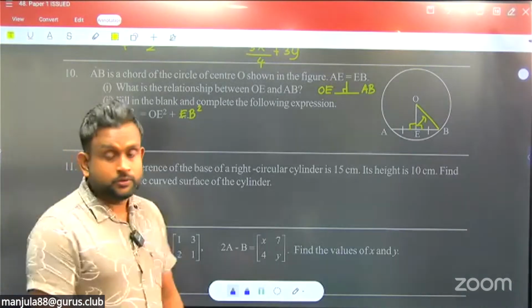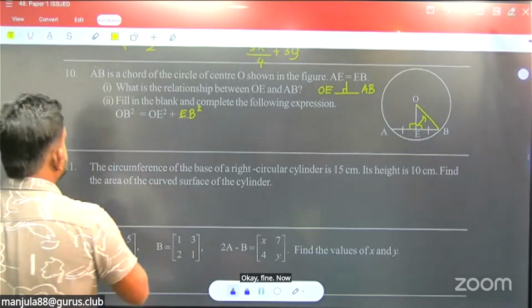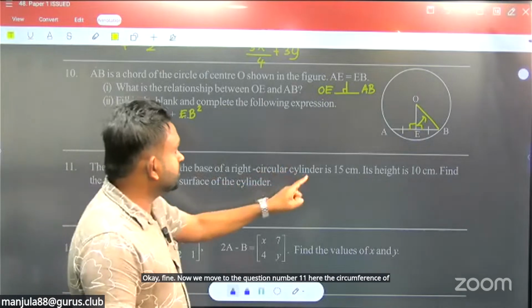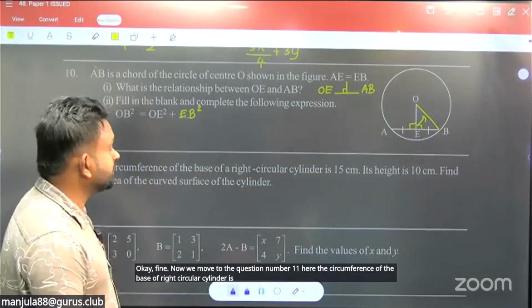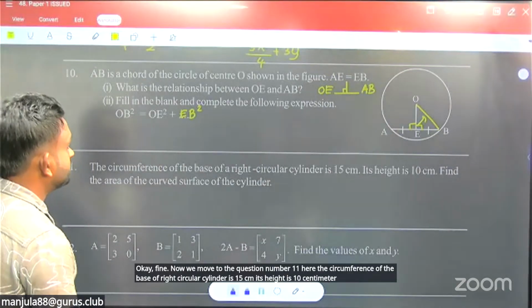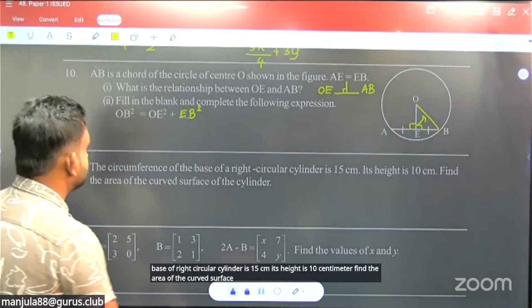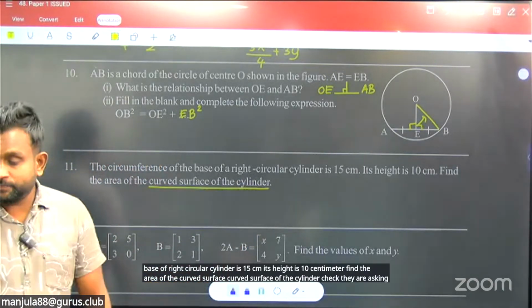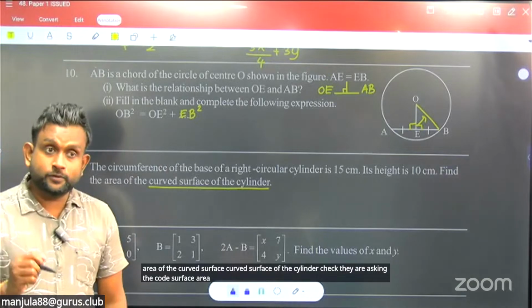Okay, fine. Now we move to question number 11. The circumference of the base of a right circular cylinder is 15 centimeter. Its height is 10 centimeter. Find the area of the curved surface of the cylinder. Check, they are asking the curved surface area. So how to find the curved surface area?